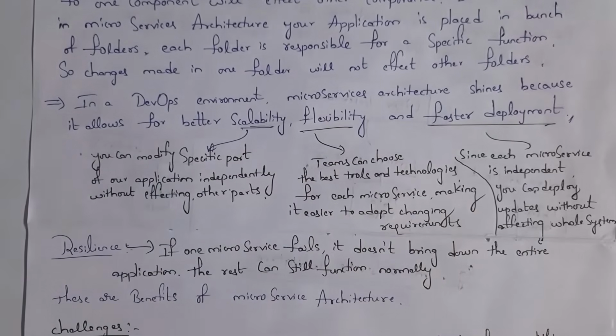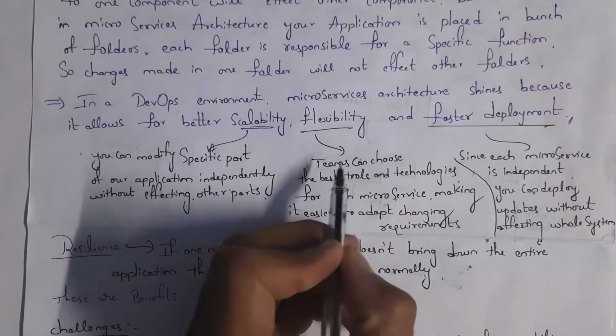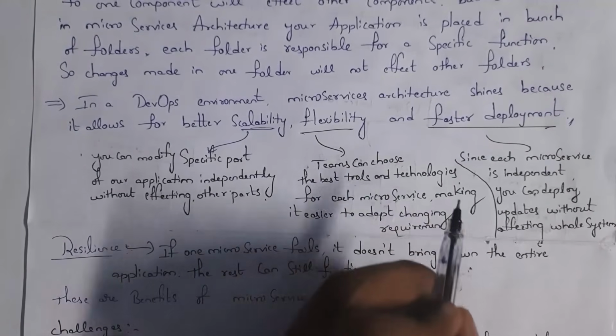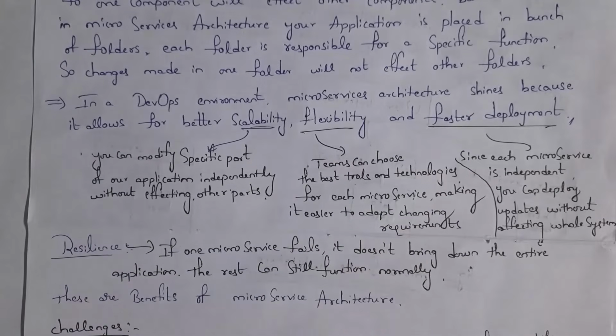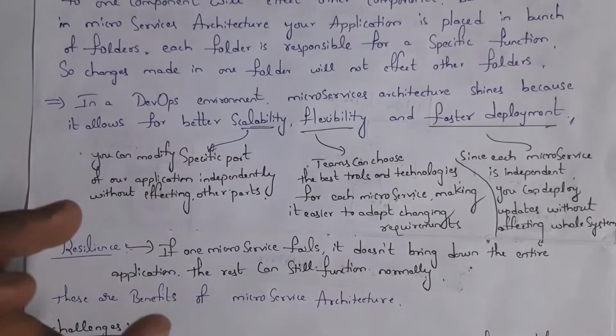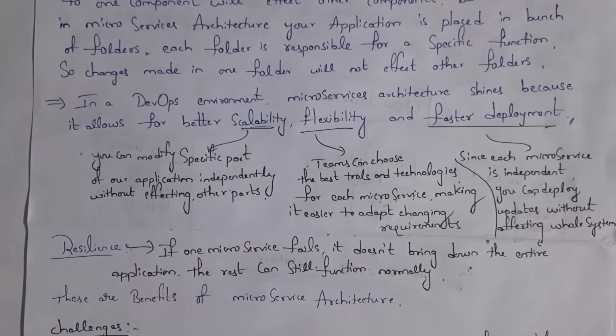Similarly, next one is flexibility. Flexibility is nothing but teams can choose the best tools and technologies for each microservice, making it easy to adapt to changing requirements. Based on user requirements, developers can update code which is present in various folders, and they can easily update a specific part of code because changes made in one part will not affect other parts. So they can easily modify the application based on requirements.